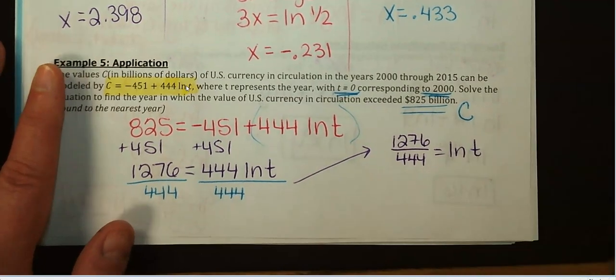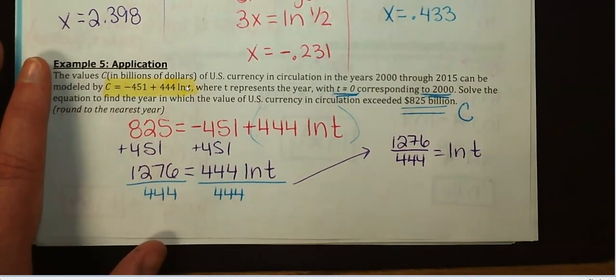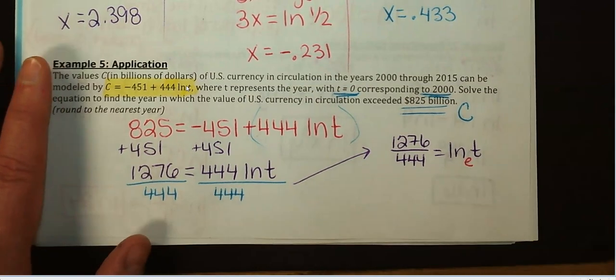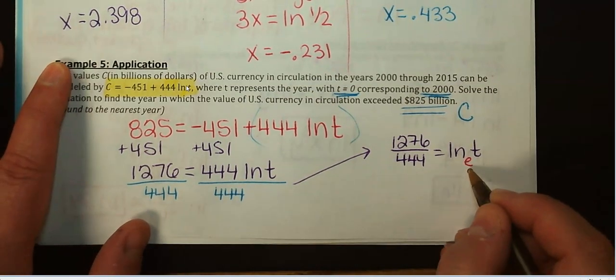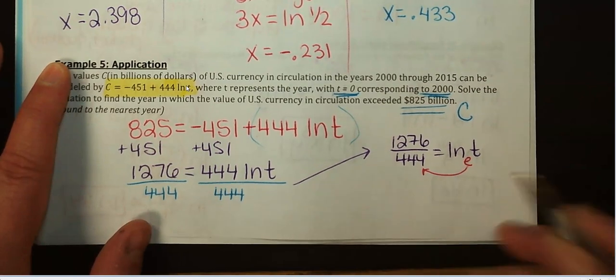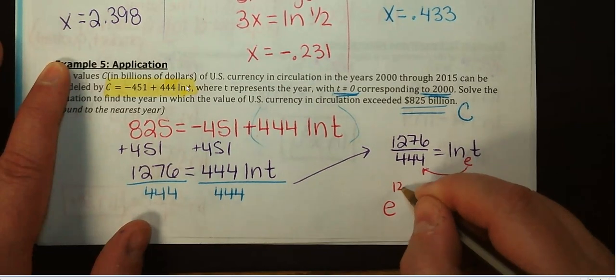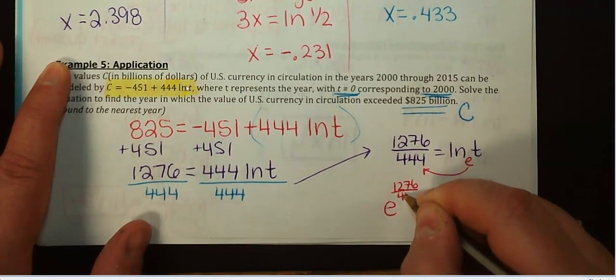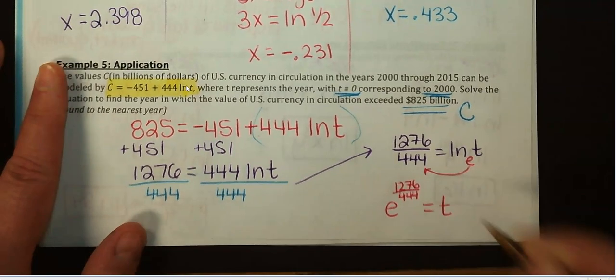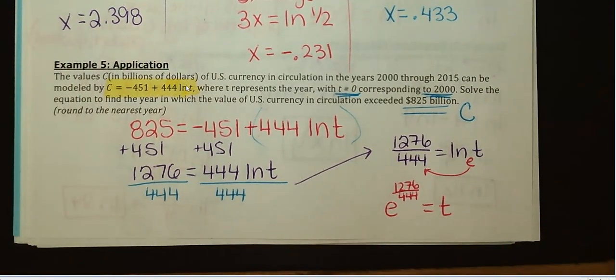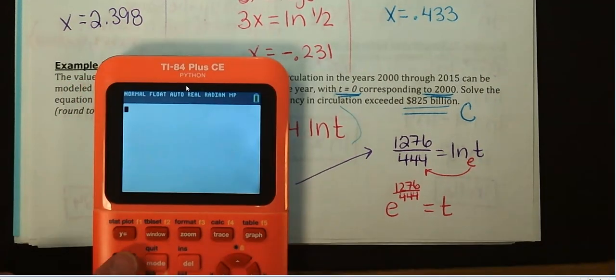To get rid of the natural log, you've got to remember it has a base of e. This would just be one step that you would have to do. To get rid of the natural log, I can swing that e to the other side, push that up into an exponential. E is not a variable, it's a number. So we can just do this on the calculator, e to that power, and that would give me the time. That time is going to be years after 2000. So I'm just going to do my second natural log to get my e, and then I'm going to do 1276 divided by 444. If you have an 83, you might have to put parentheses around that.